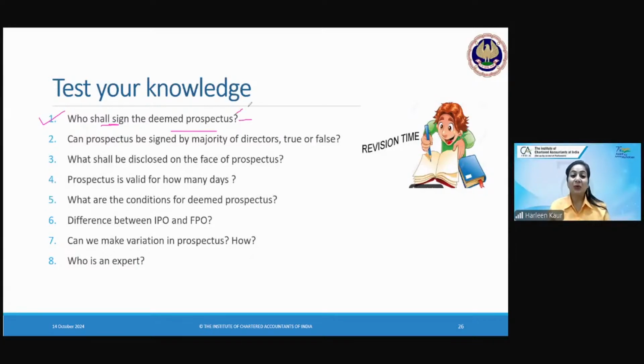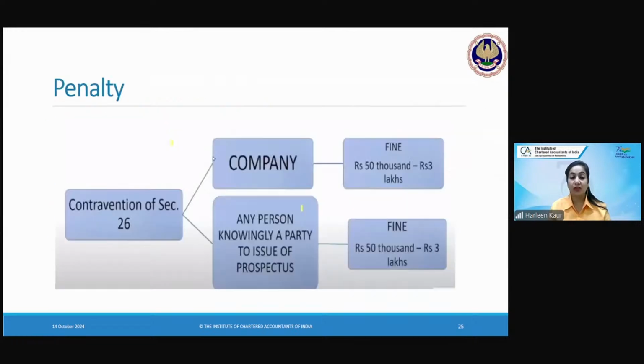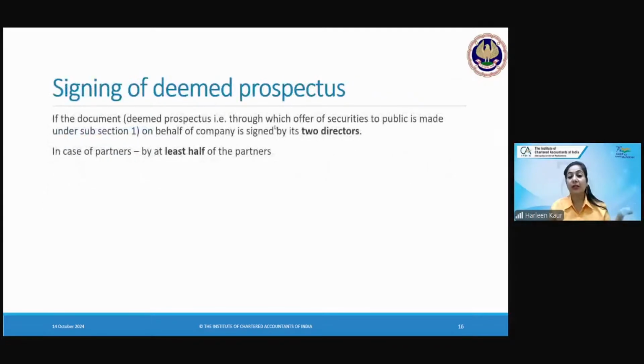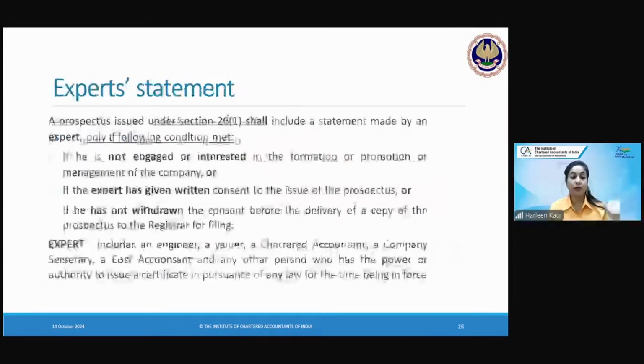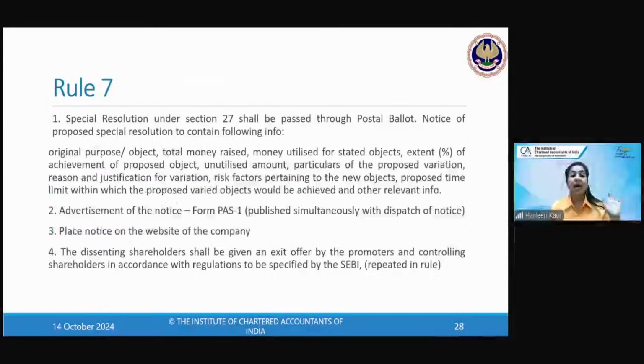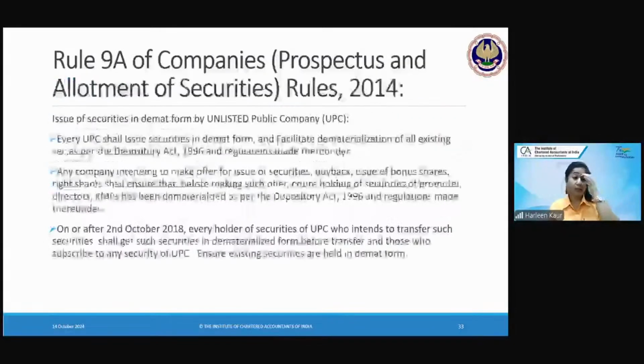It shall be 2 directors in case of a company and at least half of the partners in case it's a partnership firm. I told you, children, in section 25 the signing provision is very important. Here it is written, at least 2 directors. If the company offering the securities is a company, then 2 directors shall sign the deemed prospectus. And if it is a partnership, then at least half of the partners. Wonderful. Those who have given 2 directors, that is the absolutely correct answer.